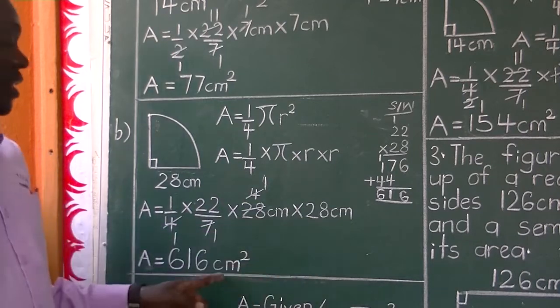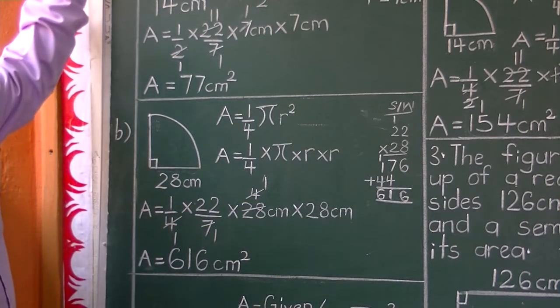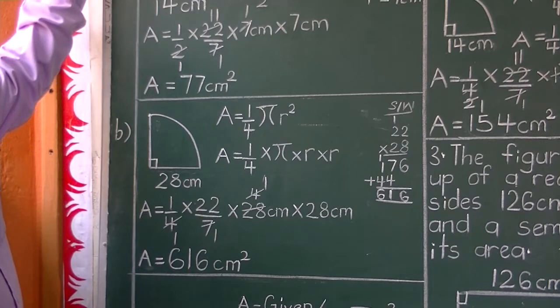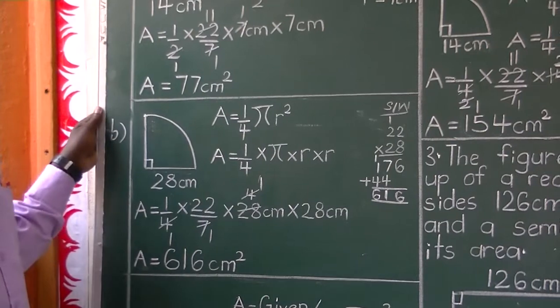Now centimeters squared, so the area of this quadrant is 616 centimeters squared. Now having done that, that is the area of a quadrant, we shall look at this nameless circle sector.